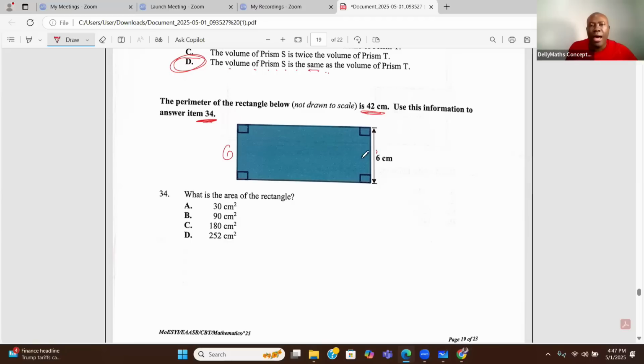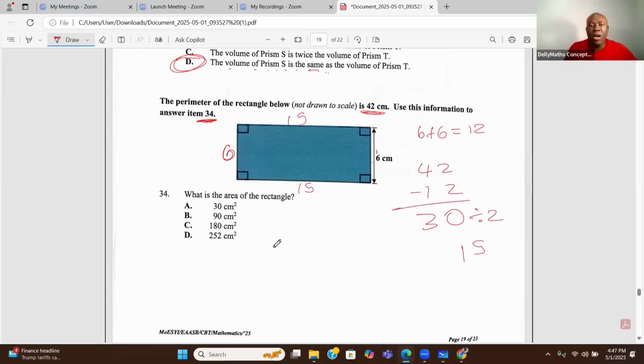So what I'm going to do is add 6. Remember that this is 6. So 6 plus 6, that's 12. I'm going to have to take 12 from 42 right now. This is going to give me 30. And then I'm going to divide that 30 into 2 equal pieces, 15. So this is 15. This is 15.